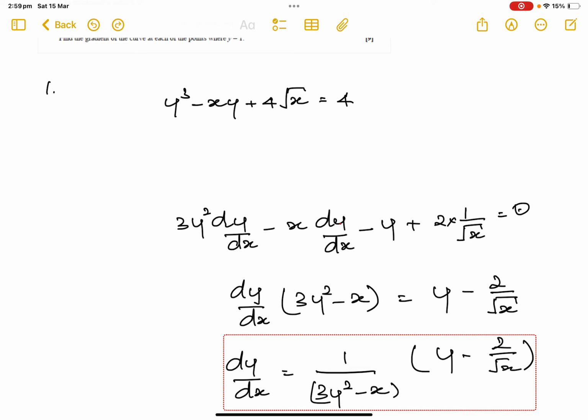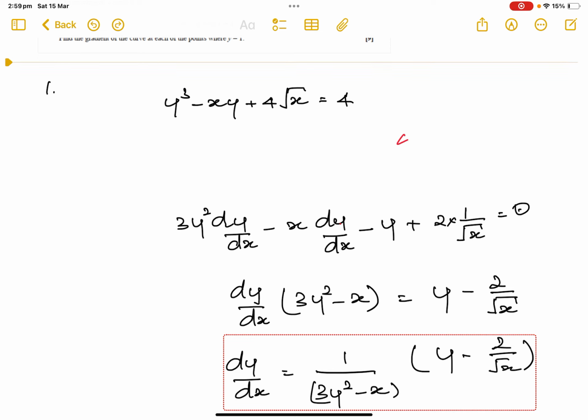dx. So 3y squared dy over dx, minus, this is a product, minus x times the differentiation of y, which is dy over dx, with respect to x, minus then y times the differentiation of x with respect to x, which is 1. So minus y, plus 2 times 1 over root x equals 0.